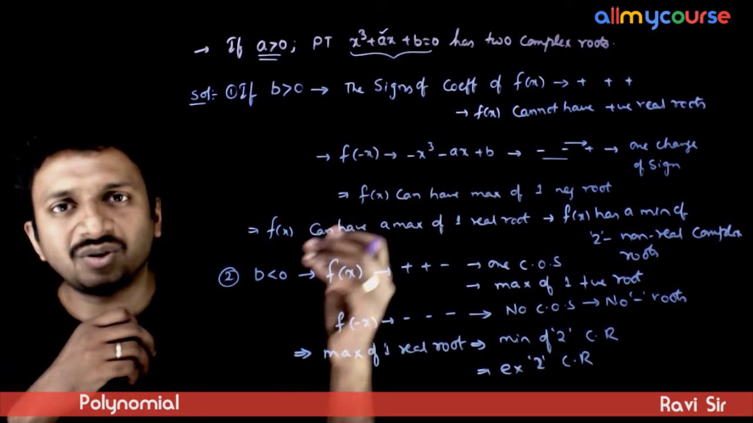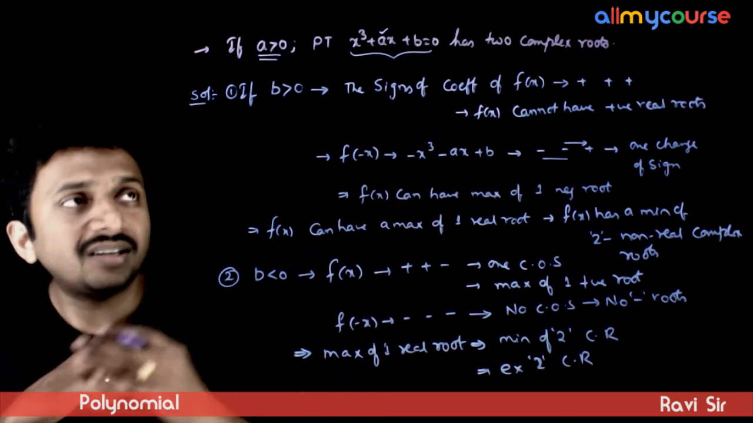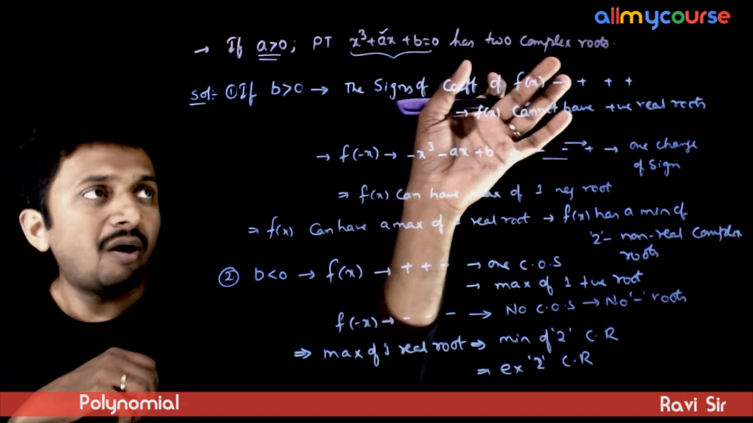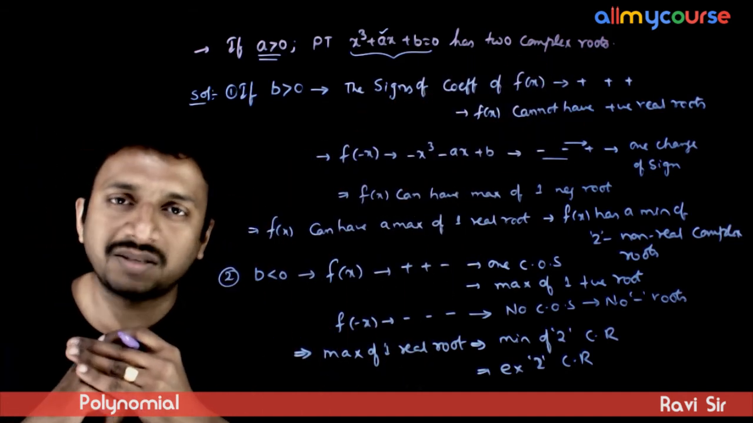So using Descartes' rule of signs, we have deduced that this sort of equation always has two complex roots.